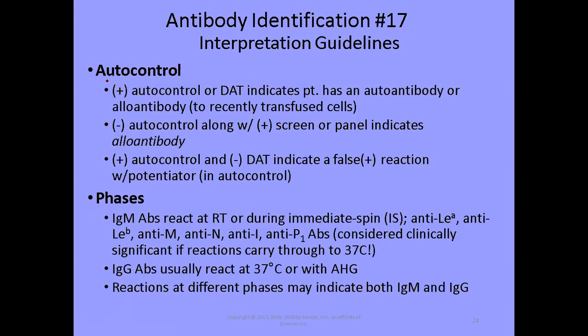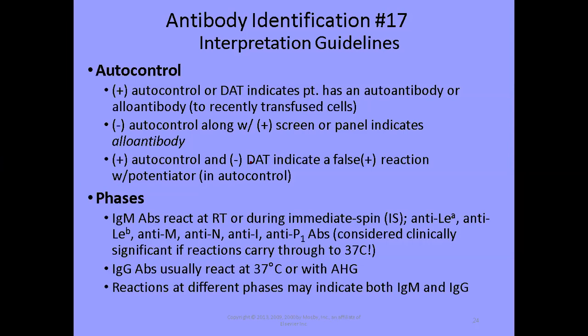Okay. We're also going to run our auto control along with the panel, okay, which means the same thing as patient control. So a positive autocontrol, or DAT, indicates the patient has an autoantibody or an alloantibody to recently transfused cells. Negative autocontrol, along with a positive screen or panel, indicates the person has an alloantibody, but it's not attached to any red cells in their body at this point, okay?